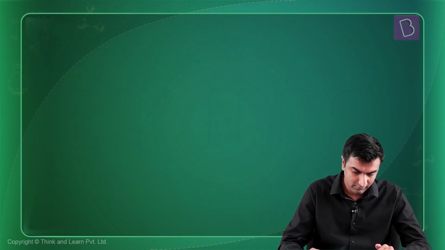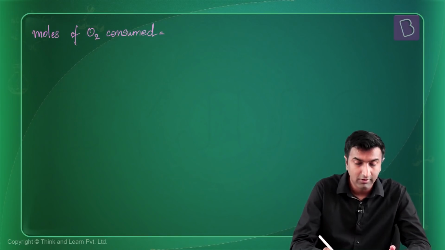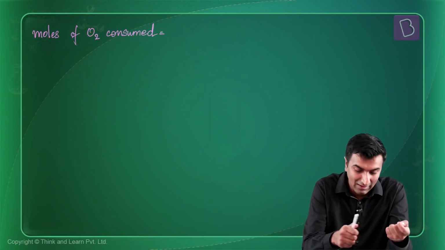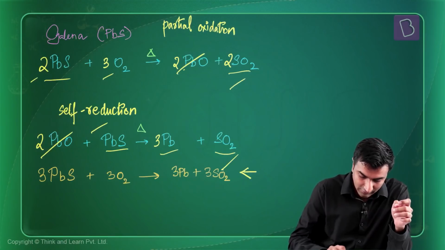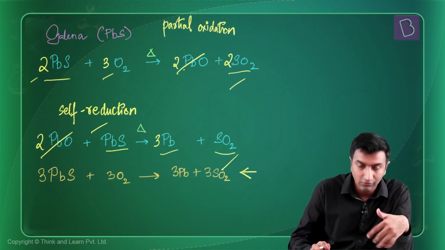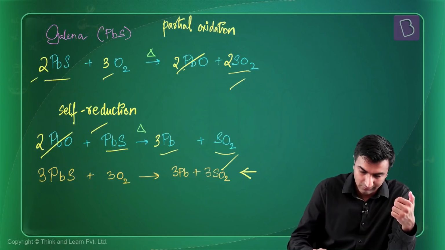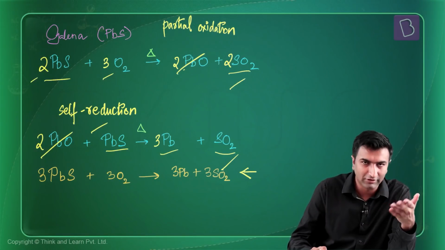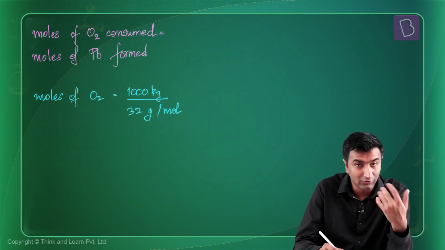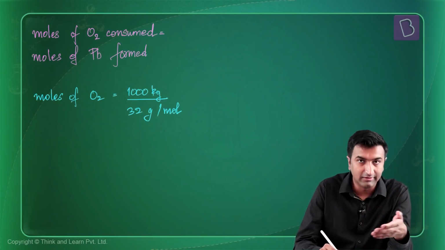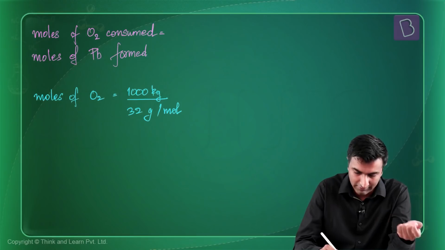So we need to find out the moles of oxygen consumed. The mole of oxygen consumed is going to be the same as the mole of Pb formed. Look at this, go back up there again. There's 3 PbS plus 3 O2, right? So equivalent number of moles for both, which means you can cancel all the 3's out. So the mole of oxygen is simply going to be how much? You have 1000 kg of oxygen given to you, and the molar mass of oxygen is 32 grams per mole. That's what's written over here.